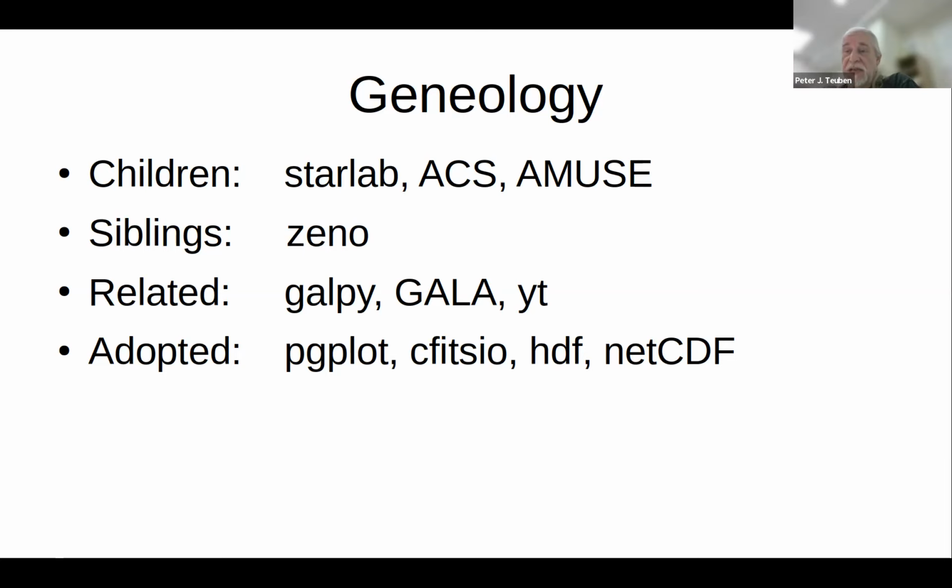And AMUSE is really a Python kernel that runs all of these ancillary codes. We also have siblings like Zeno, which was derived from NEMO by Josh Barnes. We have related codes like GalPy, for example, which uses the NEMO potential descriptor that I mentioned earlier. Gala and yt in particular are interesting to us because they have many ideas that we share. And we had to adopt a number of packages and libraries that we use for various disk file I/O and plotting.